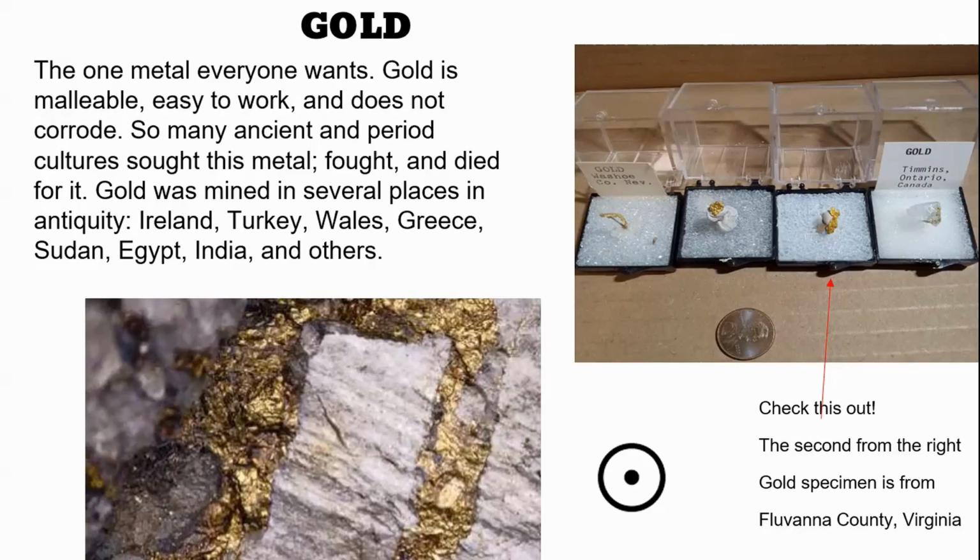Over here on the bottom left, you've got an actual gold vein. It looks like it's probably in quartzite or something like that. That gold there has different colors, so it's probably mixed in with some sulfides and things. I don't think that's pure gold. And then the alchemical symbol for gold there is also the symbol for the sun.